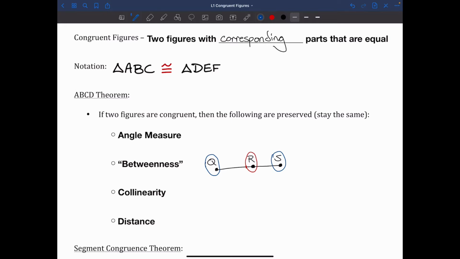That's not just true for the lines, because our next one is collinearity. If 3 things are collinear together, then they are still going to be collinear. Betweenness also talks about something being in the middle between a couple of different things. Distance is also preserved. That also stays the same. If it's 3 centimeters to go from Q to S, it's still going to be 3 centimeters to go from the corresponding Q and S in the new figure, if it's congruent. So the distance doesn't change either. All of these things stay the same.